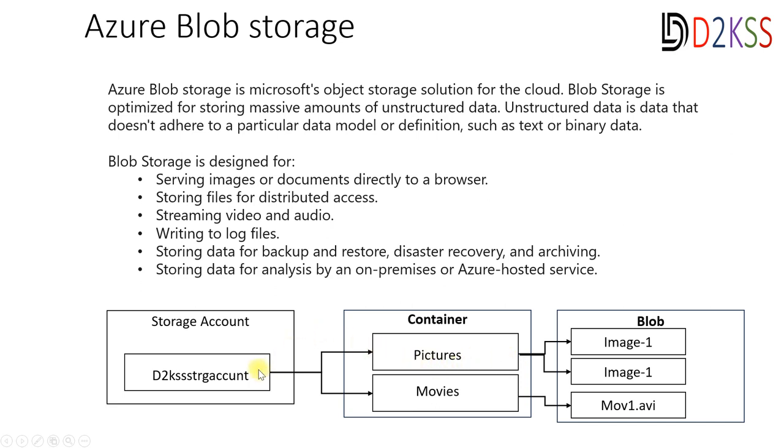For example, in this scenario, I have created a storage account called DTKSS storage account. Then I have created two containers, one is pictures and the other is movies. In those, I have uploaded two images and a video file. So this is an example.